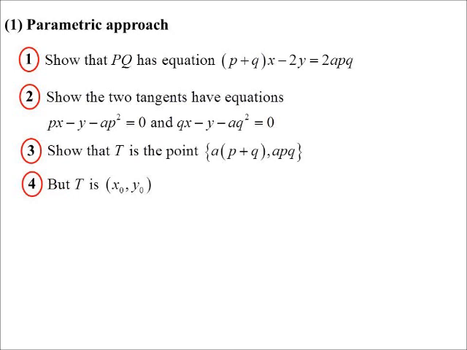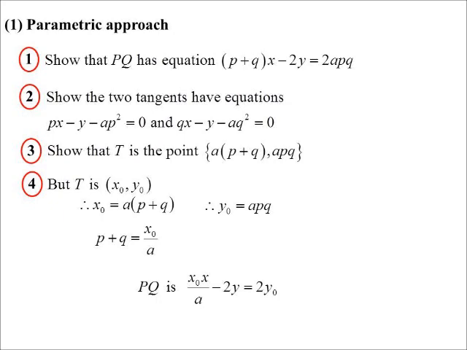Because what we can say is, but hang on, I know the coordinates of T. It's x naught, y naught. So therefore x naught must equal a times (P plus Q). So therefore I know the relationship between P and Q. I know that if I add them together I'd get x naught on a. And y naught, well, that's aPQ.